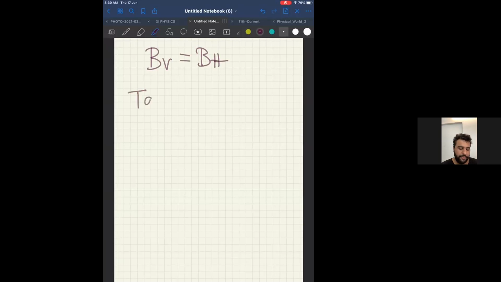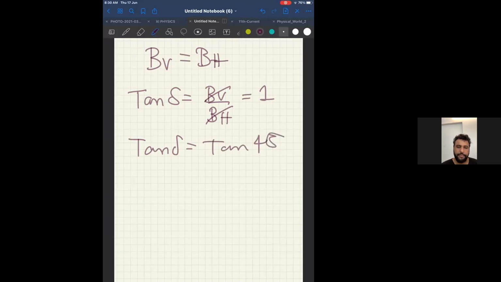Therefore, now I have tan delta is equal to BV by BH. Correct? Now, since BV is equal to BH, can I say they will cancel and I will get tan delta equal to 1? Now tan delta equal to 1. Can I say tan delta is same as tan 45? Therefore, delta will be equal to 45 degrees.